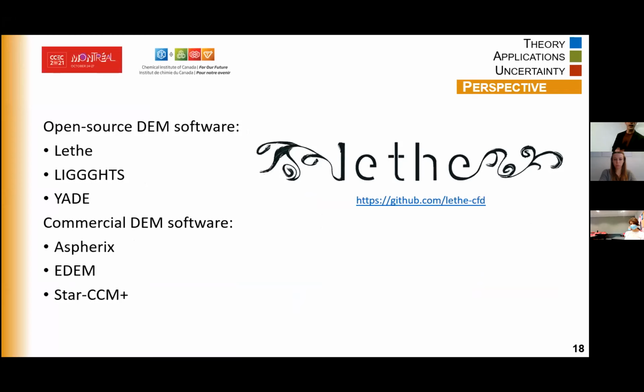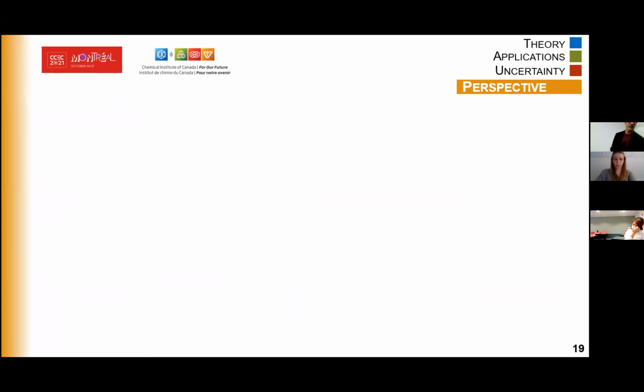So there are multiple DEM software. I put 3 of them that are open source and 3 that are commercial. Lethe is the one my group is developing. It's fully open source under an LGPL license. There are 2 alternatives, LIGGGHTS and Yade, which are 2 very, very nice open source DEM software. And there are some commercial alternatives for those who are more inclined to this or who want a graphical user interface.